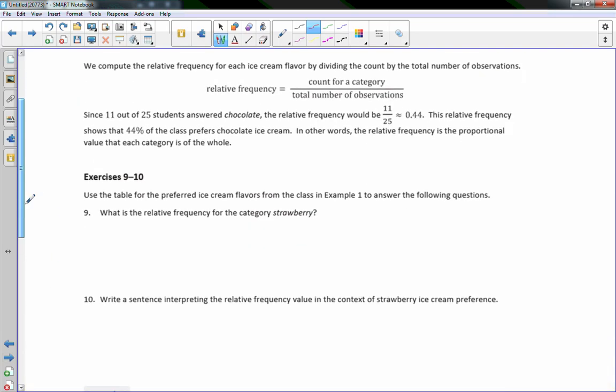We compute relative frequency for each ice cream flavor by dividing the count by the total number of observations. Relative frequency is the count of a category over the total number of observations. Since 11 out of 25 students answered chocolate, the relative frequency would be 11 out of 25, which is approximately 44%. This relative frequency shows that 44% of the class prefers chocolate ice cream. In other words, the relative frequency is the proportional value. We call it a ratio in math, but in statistics, that is a proportion. Proportional value that each category is of the whole amount.